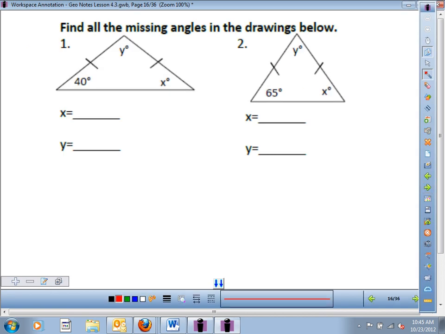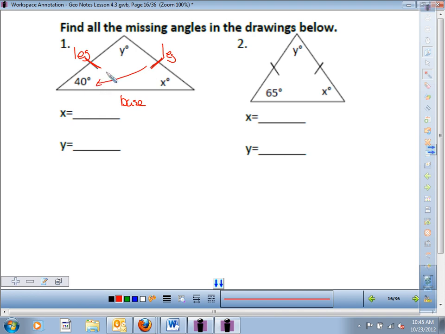Find all the missing angles in the drawing below. So now we could do this a couple ways. If we knew two angles, we could use that triangle sum theorem like last class, add them up, subtract from 180. But we don't know these two. What we do know is that we have two congruent sides. This is a leg and this is a base. Well, now we have an isosceles triangle, so we can use that base angles theorem that states, hey, if you have two equal sides, your base angles, these two angles here, are going to be congruent.